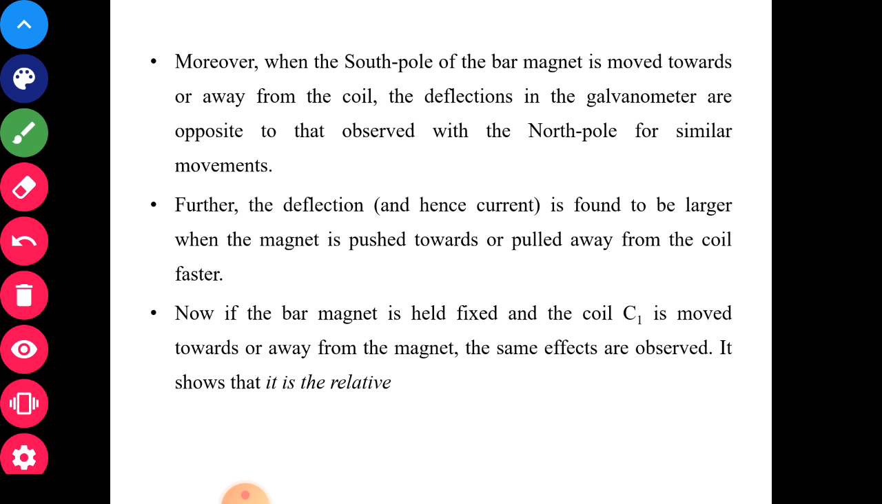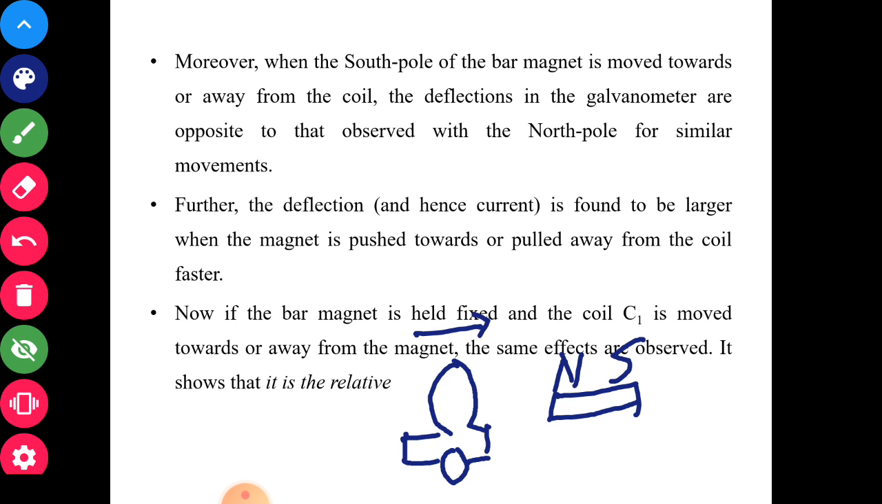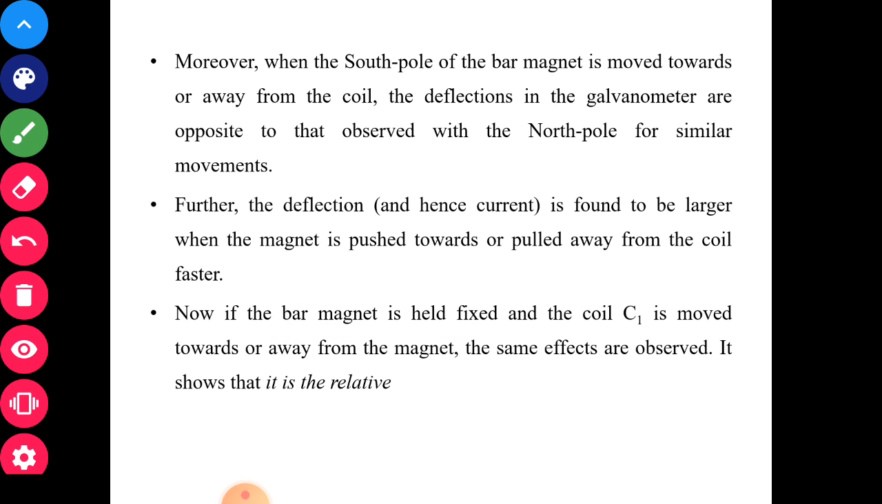Now if the bar magnet is held fixed and the coil C1 is moved, say for example you keep the bar magnet stationary, and the coil which contains the galvanometer, if you move the coil towards the magnet or you take the coil away from the magnet, the galvanometer shows the deflection. So there must be a relative motion between the bar magnet and the coil.